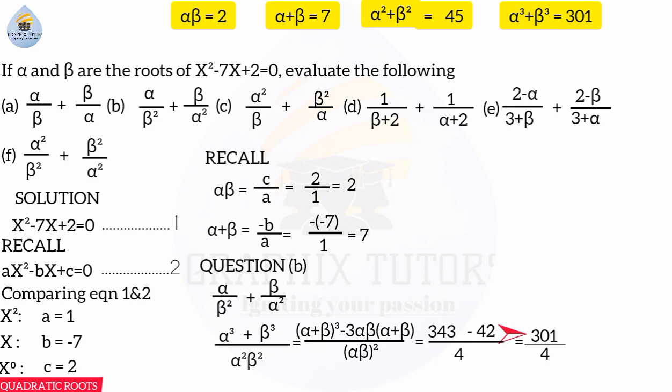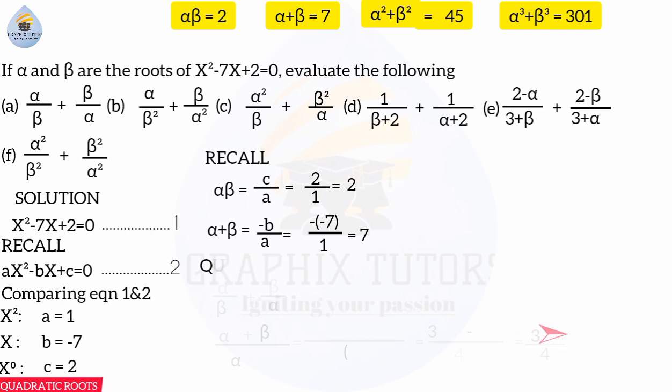Alpha beta, alpha plus beta, alpha square plus beta square, alpha cube plus what? Beta cube. These 4 of them. If you can put them in your head, no problem. If you know how to prove them the way I showed you, no problem. But what you just need is the relationship. So we move forward to the next question, question C.